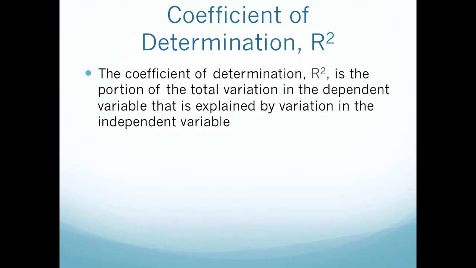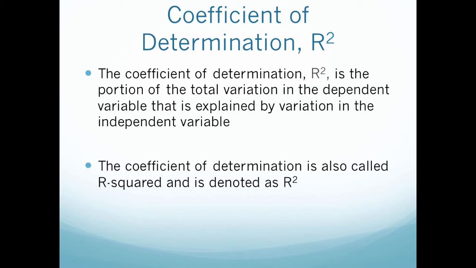One of our most important things to talk about, kind of the ultimate goal of all of this regression analysis, is something called the coefficient of determination. The coefficient of determination is labeled as r squared, and it's the portion of the total variation that is explained by the variation in the independent variable. So basically that tells you how related your data are. So let's look at that. The coefficient of determination is also called r squared, and once again is denoted as r squared. I know that sounds redundant, but sometimes it's spelled out, sometimes it's not.